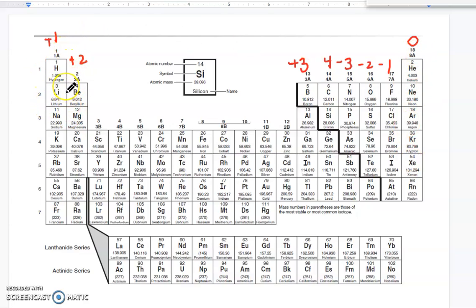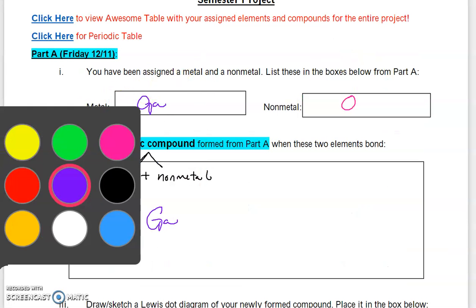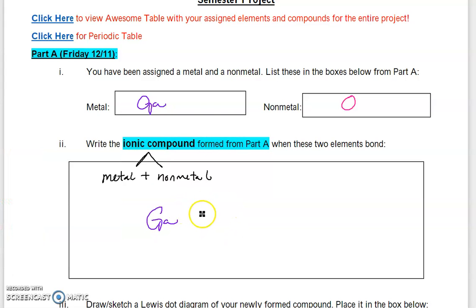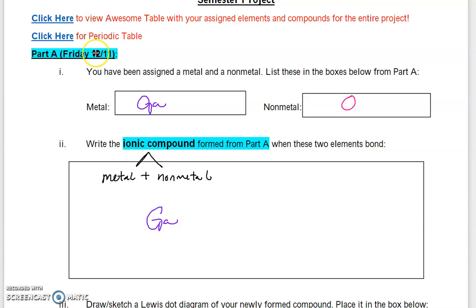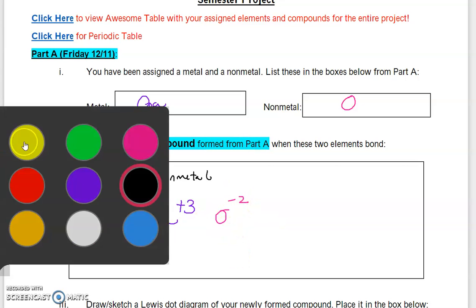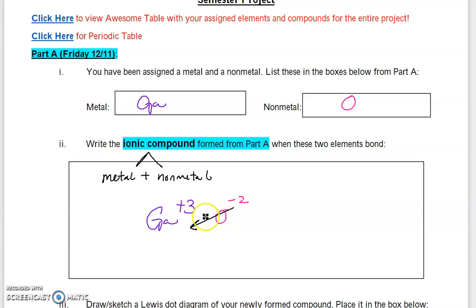Okay, so my two elements were Ga, which has a charge of positive 3, and then oxygen, which has a charge of negative 2. So I'm going to go back over here, and I'm going to say Ga. Double check again. Ga has positive 3, so I'm going to put a positive 3 up here. And then oxygen has a negative 2. And then we're going to have to crisscross, because whenever we put those elements together, we have to crisscross the charges. So then the compound that I'm going to make is Ga2O3.